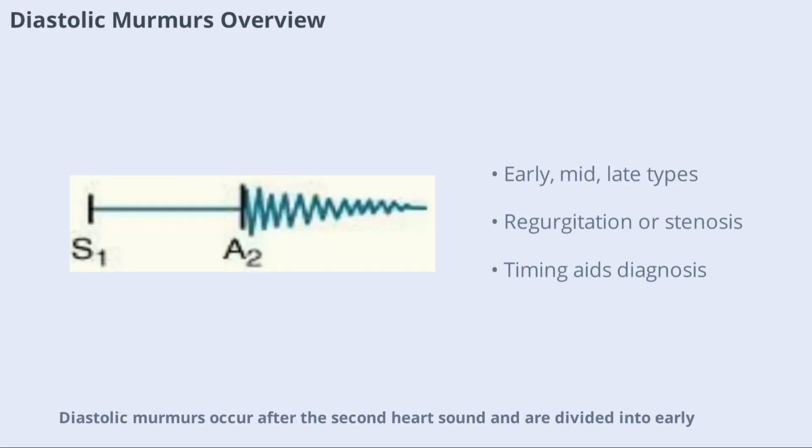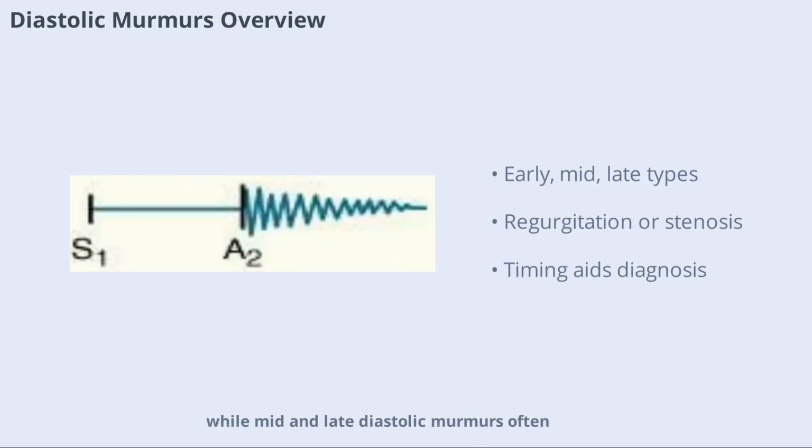Diastolic murmurs occur after the second heart sound and are divided into early, mid, and late diastolic types. Early diastolic murmurs are typically due to regurgitation through the aortic or pulmonary valves, while mid and late diastolic murmurs often result from stenosis of the atrioventricular valves.